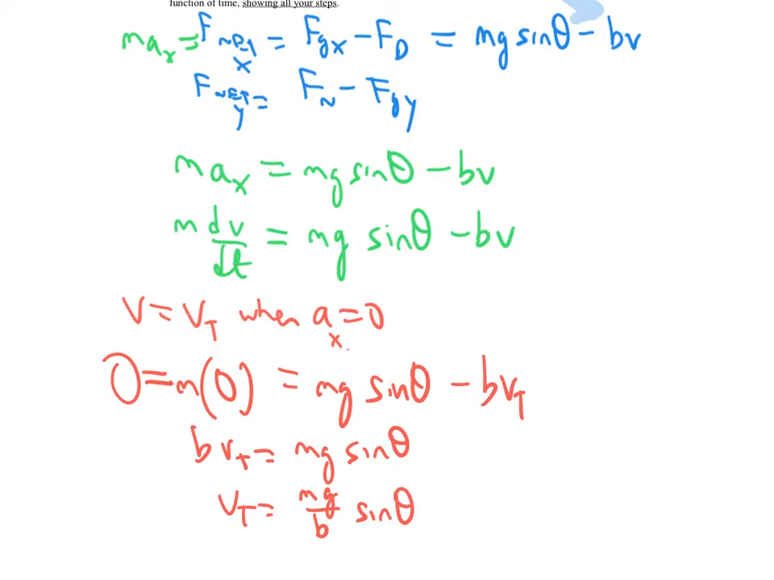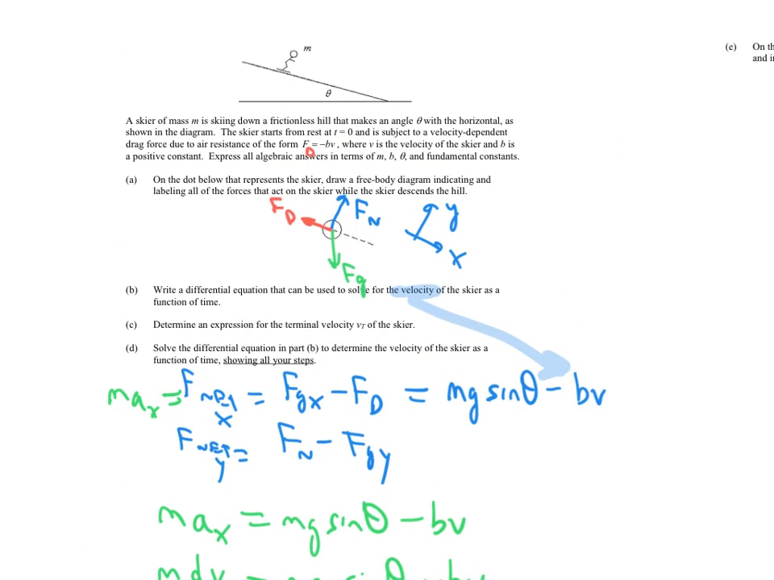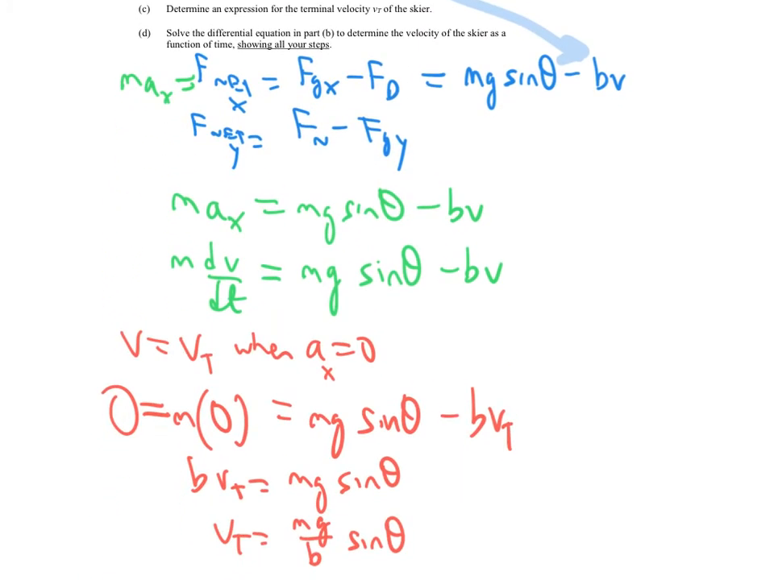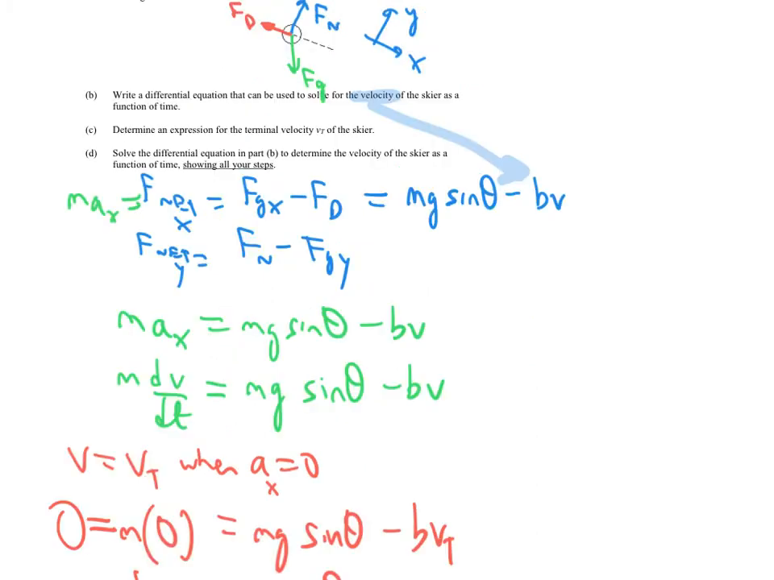Does that make sense? Well, let's see. When theta is 0, sine of 0 is 0, and we get that the terminal velocity is 0, which makes sense because it's kind of just hanging out there. And if theta were 90, then it's just falling straight down, and that looks like a reasonable terminal velocity in that case.